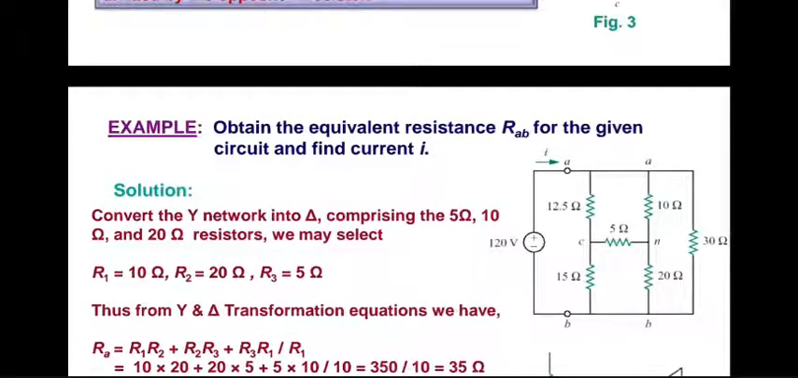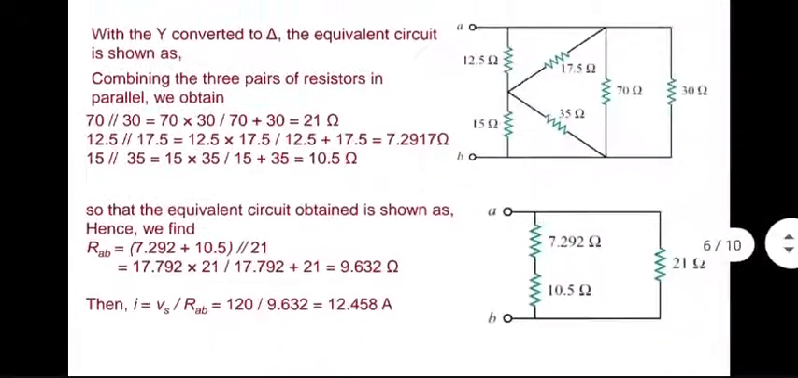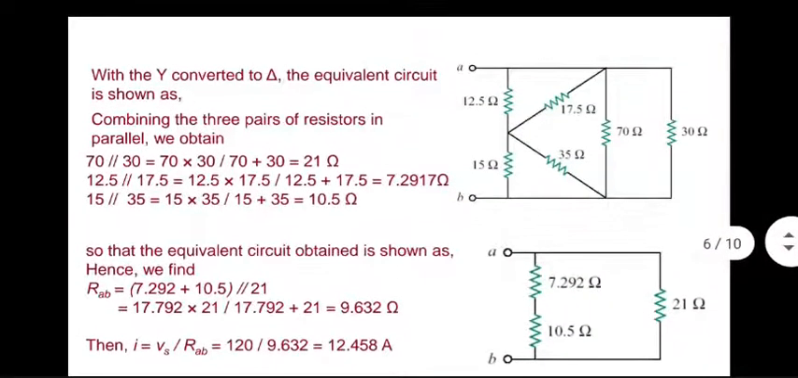This star connection containing 5 ohm, 10 ohm, and 20 ohm is replaced by an equivalent delta connection containing 17.5 ohm, 70 ohm, and 50 ohm. You please verify the calculations that these values are actually correct. So the given load now looks like this. And then I think it's easy enough. 70 ohm and 30 ohm being in parallel can be simplified, and you get 21 ohm.